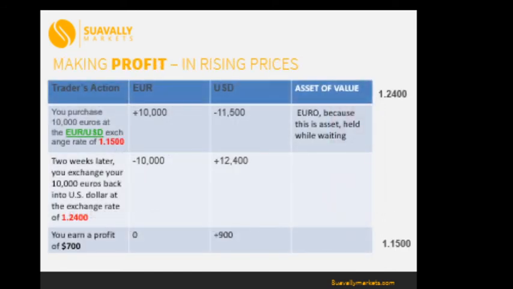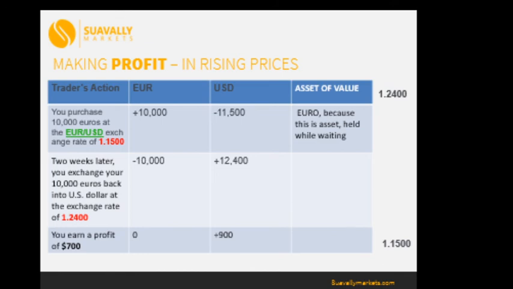So let's take this home a little bit. We will use this example to further drive home the meaning of the asset of value, because this is very important. So let's look at the trader's action here.